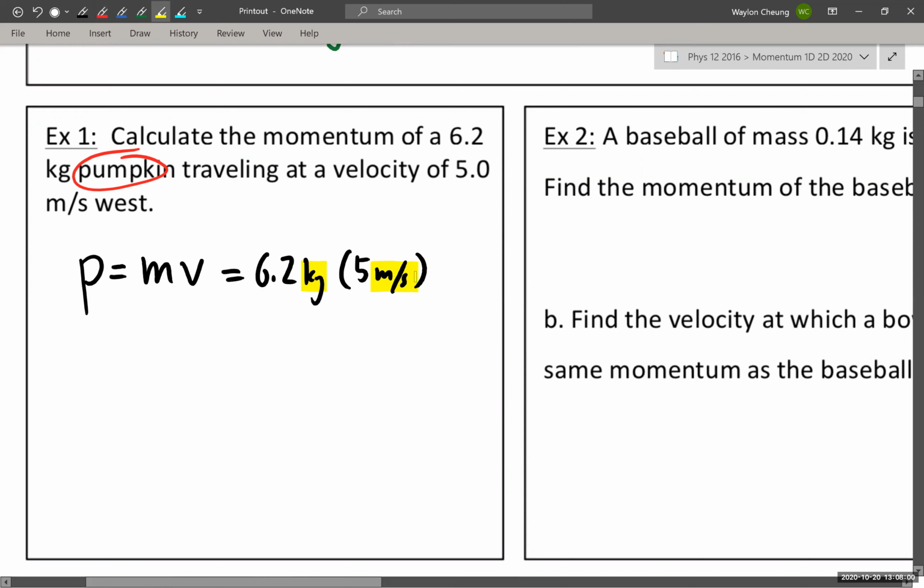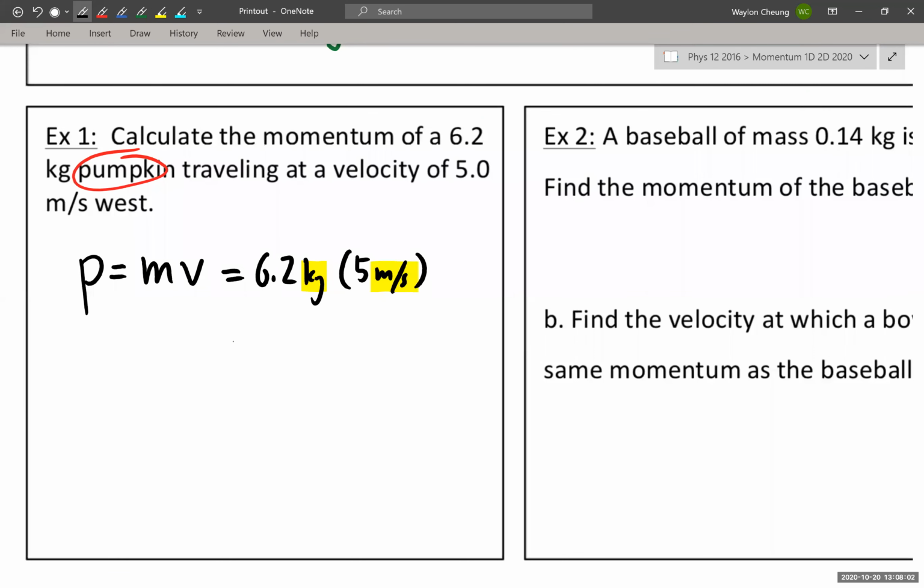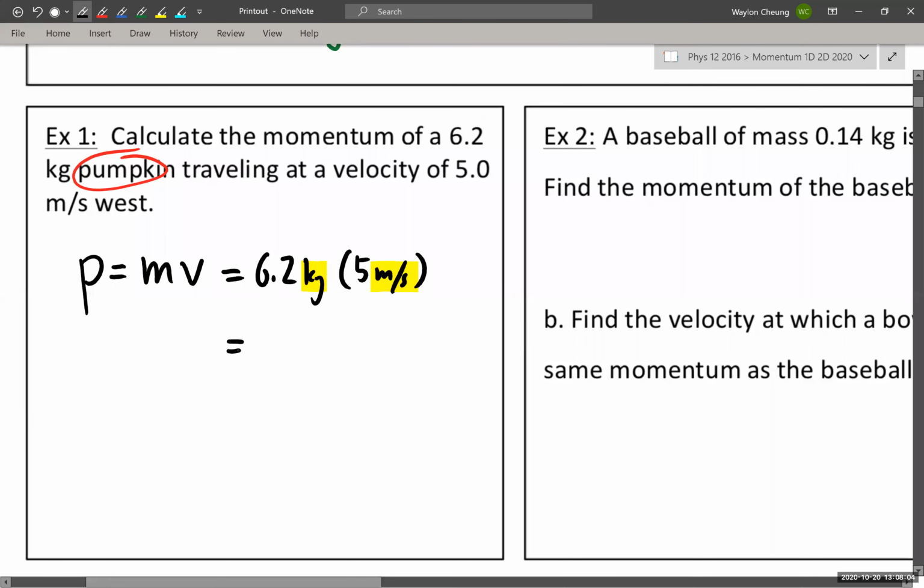None of those km per hour nonsense. With car questions, you have a lot of km per hour. Convert it back first, right? Multiply together, you get about 31 kg meter per second.